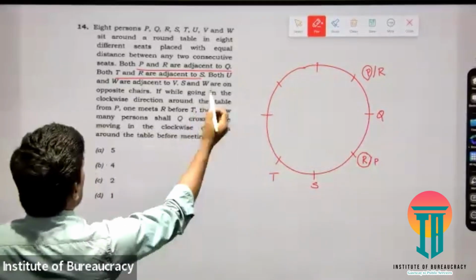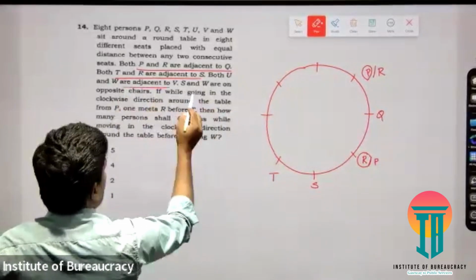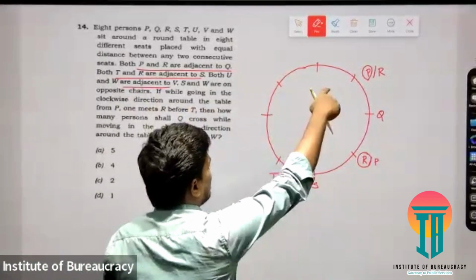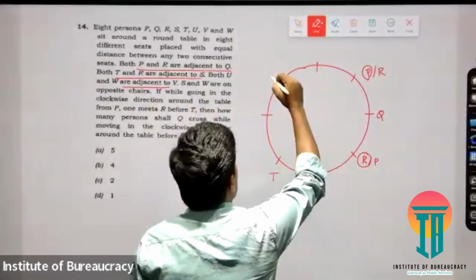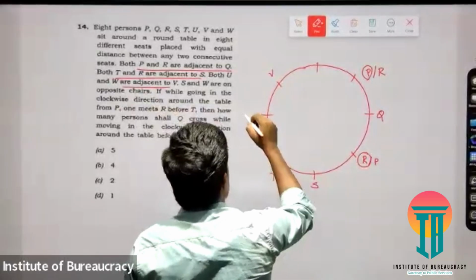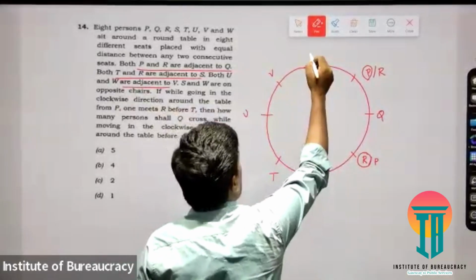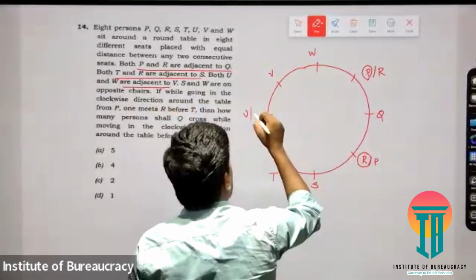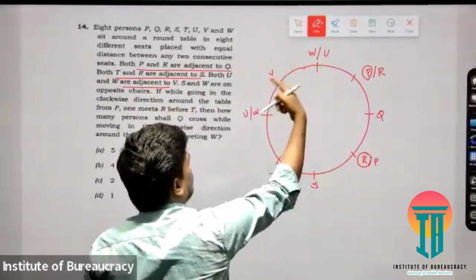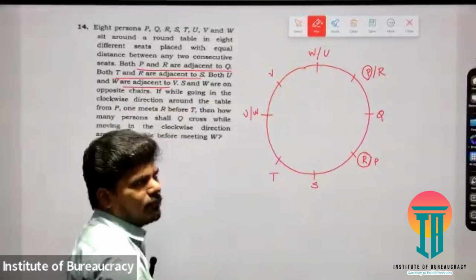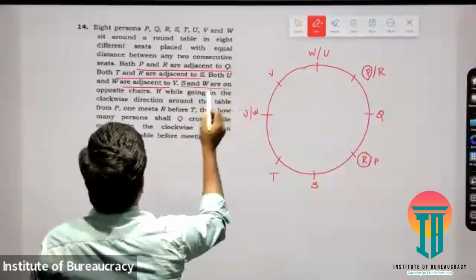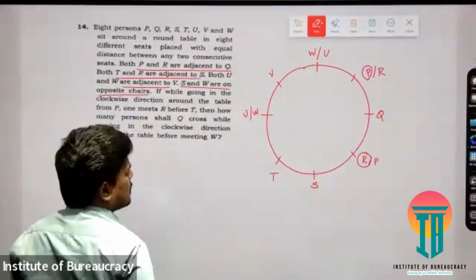Okay. Both U and W are adjacent to V. So remaining only three places are there. Therefore, if I take this as U and W, here it is U means here it is going to be W. Or here it is W means here it is going to be U. So both U and W are adjacent to V. We don't know where they are. Okay.